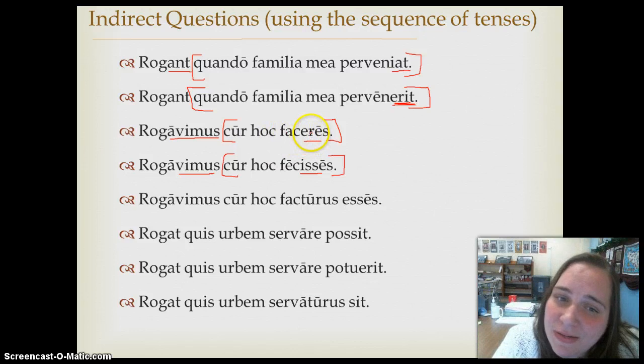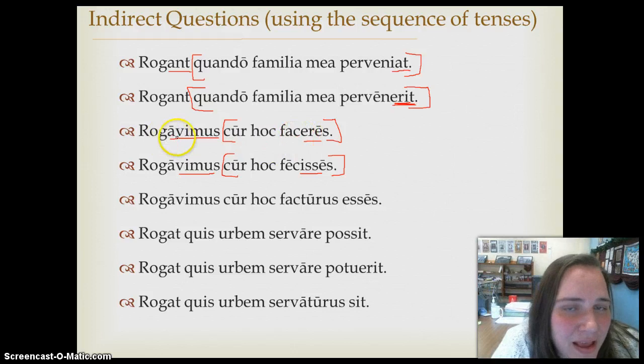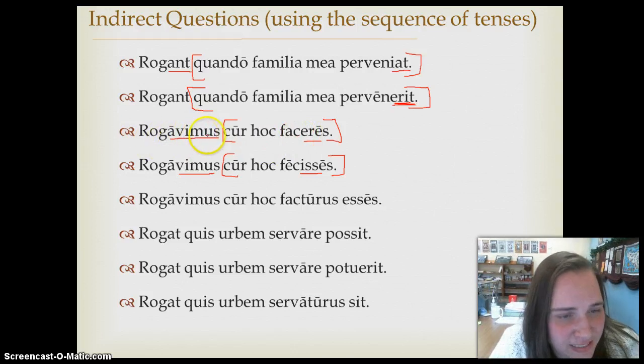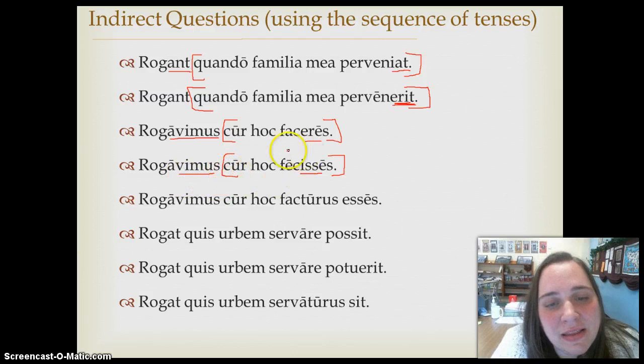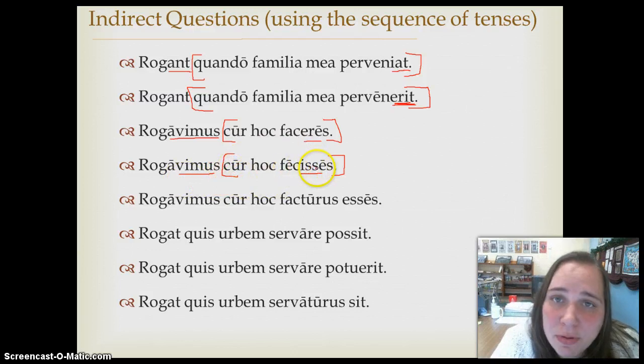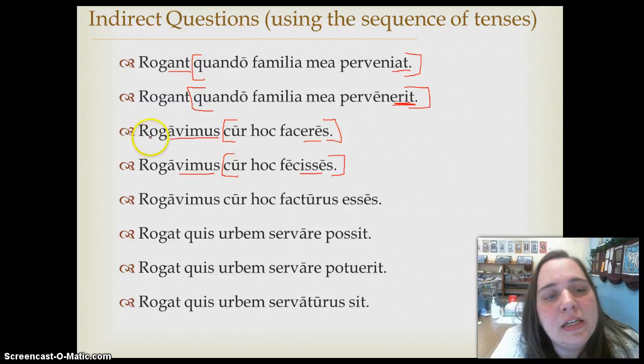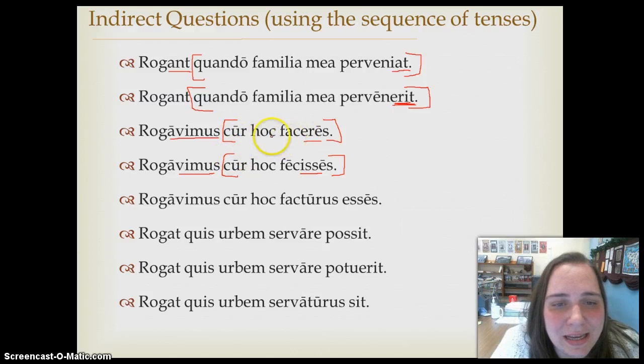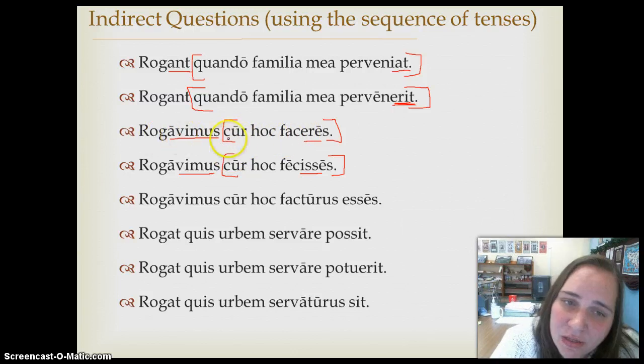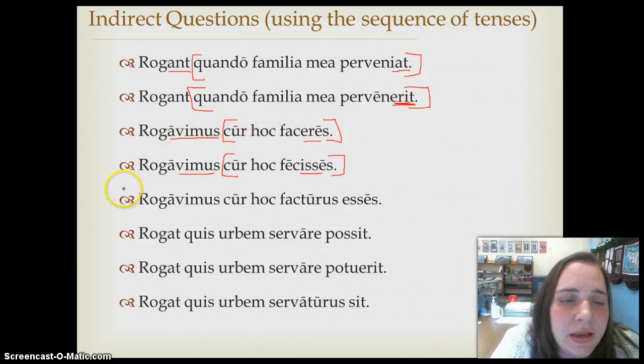This imperfect subjunctive tells me that when we translate this indirect question, it has to happen at the same time as rogavimus, as the perfect tense. Whereas when we translate this one, with the pluperfect subjunctive, it has to happen before rogavimus, before the perfect, so in the pluperfect, which makes a lot of sense. So rogavimus, we asked why you did this. We asked, perfect, why you did, perfect, this. In the next example, we asked why you had done this.